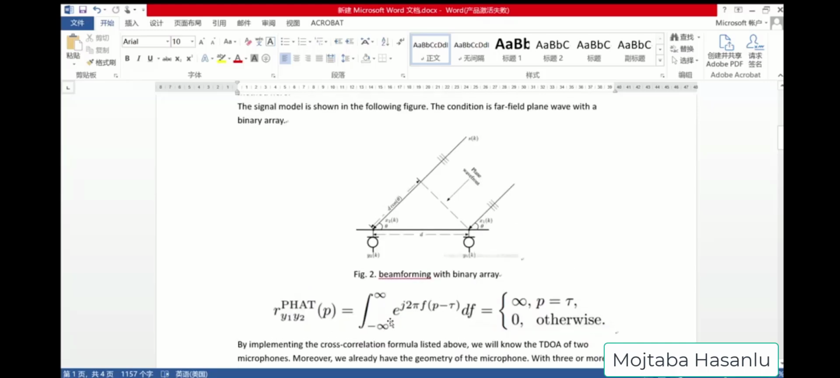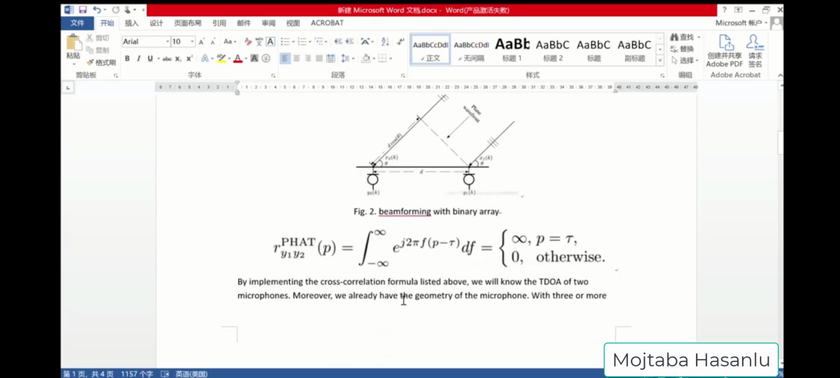When the two signals are correlated by a delay called tau, tau is used to describe a time delay, and the value shows to be infinite. While when the time is not related, the calculus shows to be zero. And by implementing the formula listed above, we can know the time difference of arrival of 2 microphones.